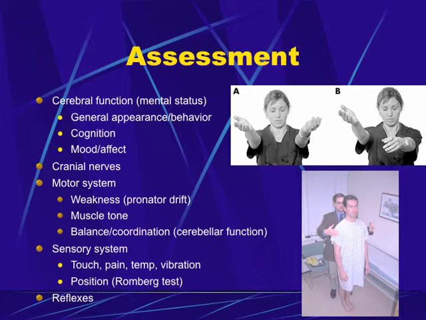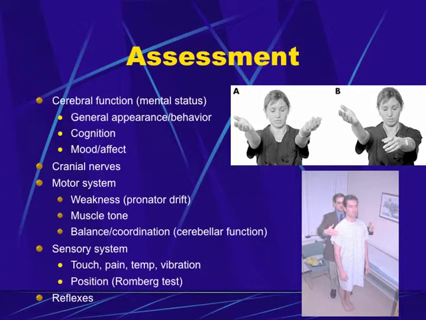Balance and coordination, or cerebellar function. Remember, the cerebellum is about balance, and if we have trouble with that, then we have a safety risk. So the picture you're seeing here on the right is Romberg's test that you see listed a couple of lines down.